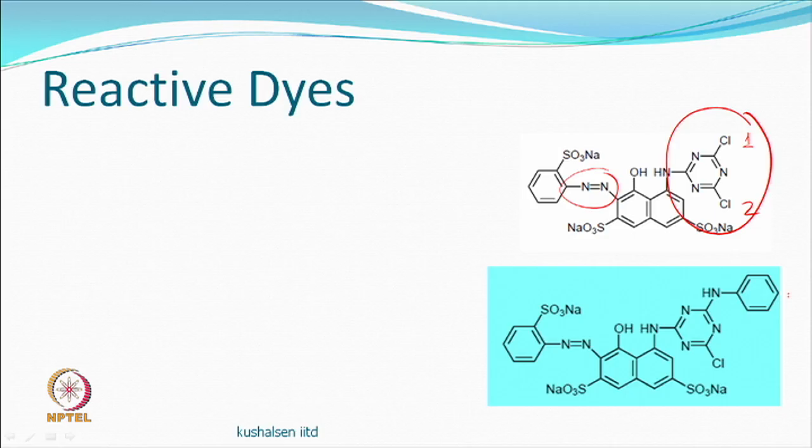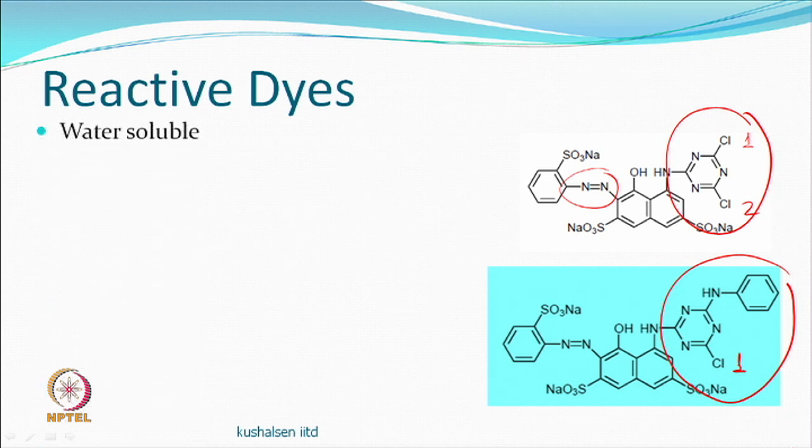And so, one of the ways the same group was modified is that you have only one chlorine, and so you have the monochlorotriazine group, similar dye, but this is the change that you make, and so this is sometimes known as hot brand dye as well, and so they are the ones which will be preferred for dyeing compared to the one which is on the top.